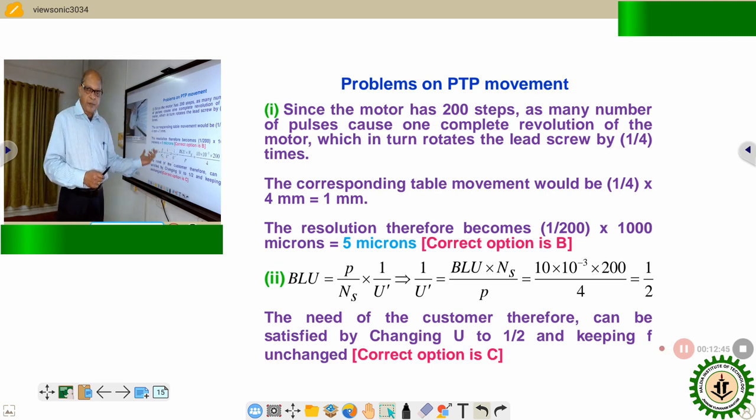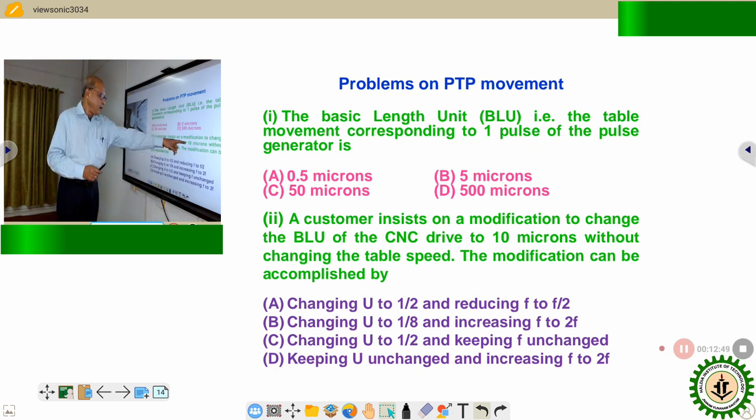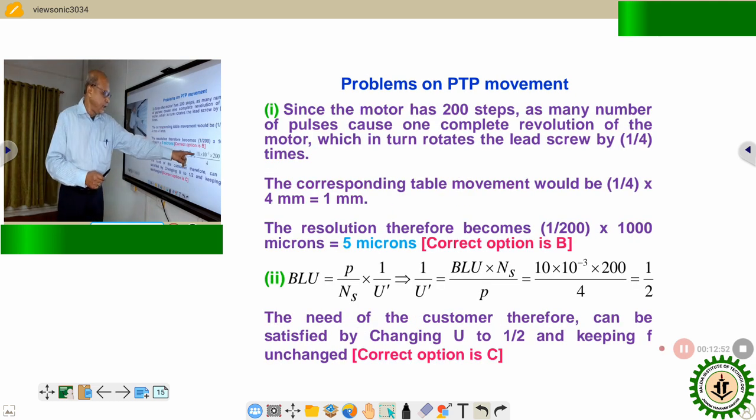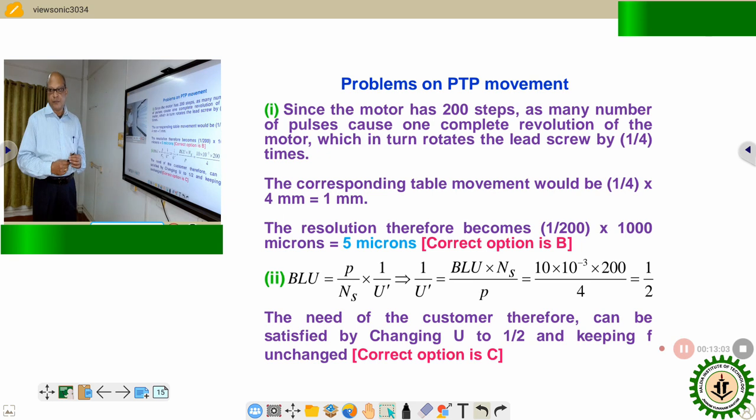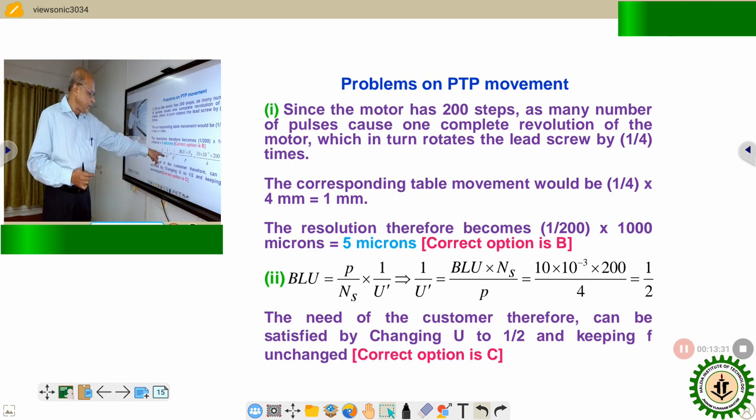So the desired BLU is 10 micron. So 10 into 10 to the power minus 3 to convert it into millimeter. Number of steps as usual 200. Pitch is given 4 millimeter. So now 1/U dash becomes half. So if we change the rotation ratio, we can have another resolution, that is 10 micron, which is rather worse as compared to the previous one, because the smaller resolution or BLU is preferred. In the earlier case it was 5 microns, but in this case it was increased to 10 microns. So that is possible only by changing the gear ratio, keeping all other parameters constant. So the correct option is C.